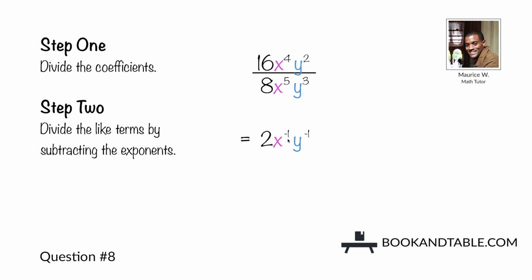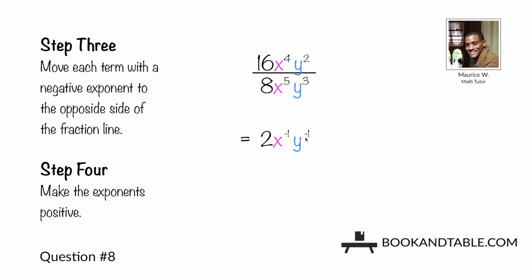So that leaves us with negative exponents for both our x and y variables. We don't want to have negative exponents, so that leads us to step 3. Move each term with a negative exponent to the opposite side of the fraction line. And step 4, make the exponents positive. So all 3 of these are currently in the numerator. So we want to move the x and the y to the denominator and make the exponents positive. When you have an exponent positive 1, you don't need to write it. So the final answer to question number 8 is 2 divided by x times y.